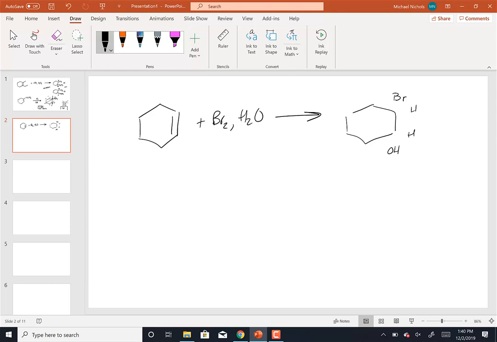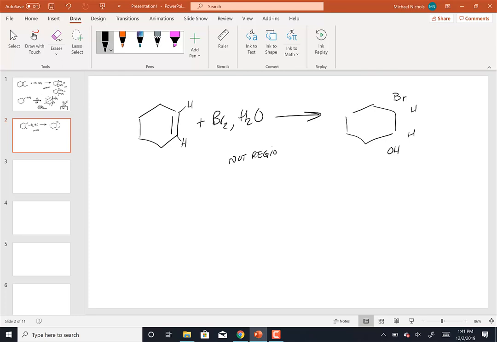Now the reaction is Markovnikov, but is it in this case? Because each carbon has how many hydrogens? Each carbon in the double bond has one hydrogen, so again, it would be a 50-50 addition. So there's no Markovnikov or anti-Markovnikov product as the major product. So that means, is the reaction regioselective? No, it's not regioselective.